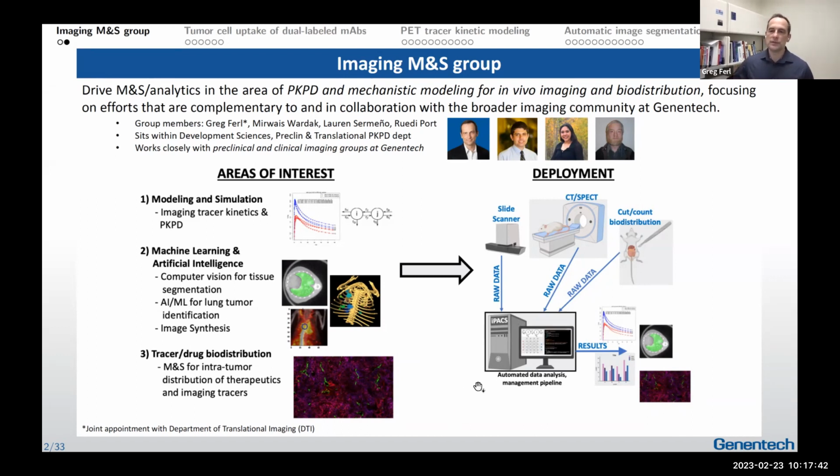So if you pull images off of a PET CT scanner or a SPECT CT scanner, which we have in our own group, as much as is possible, we're automating the transfer to a central data repository. Within that repository, there can be kinetic modeling algorithms, machine learning or AI-based tissue segmentation algorithms that can be deployed at the push of a button, and it makes these tools very accessible to the typical imaging scientist. And it's all currently under development now.